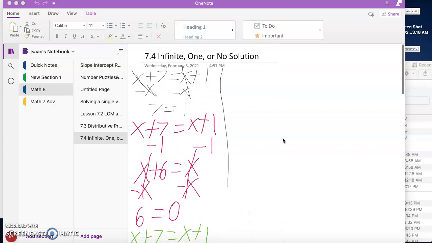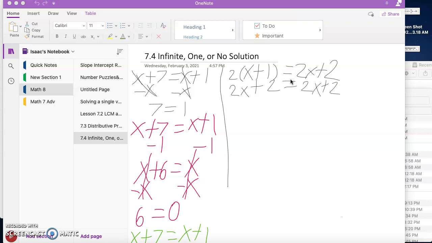So now let's talk about a different situation. Let's say we start out with this equation. 2 times the quantity of x plus 1 is equal to 2x plus 2. Well, I'm going to choose to distribute this 2. I'm going to use the distributive property and say, all right, 2 times x is 2x plus 2 times 1 is 2 is equal to 2x plus 2.